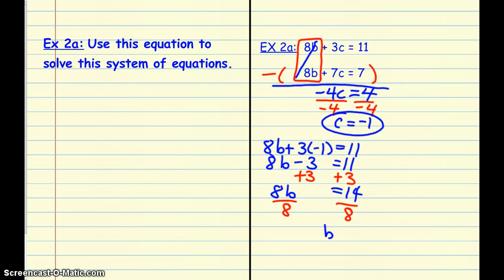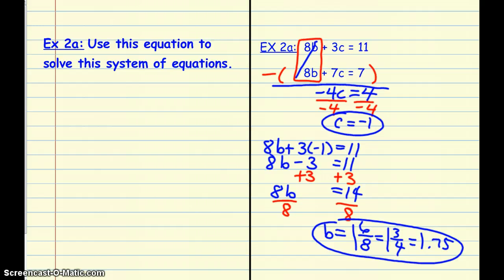And so we get b equals, and let's see, 8 goes into 14 one time. There's 6 left over, and we have 8 as our denominator, which simplifies to 1 and 3/4. If you choose, you could write it as a decimal as 1.75. So then our coordinate pair, again, this is our solution for b. So our final solution for the systems of equations is going to be, we're going to do it alphabetical, so I'll put my 1 3/4 for my b variable, and then I have a negative 1 for my c variable.